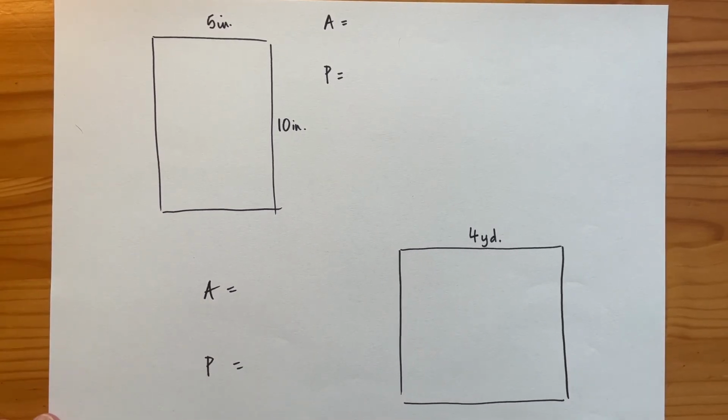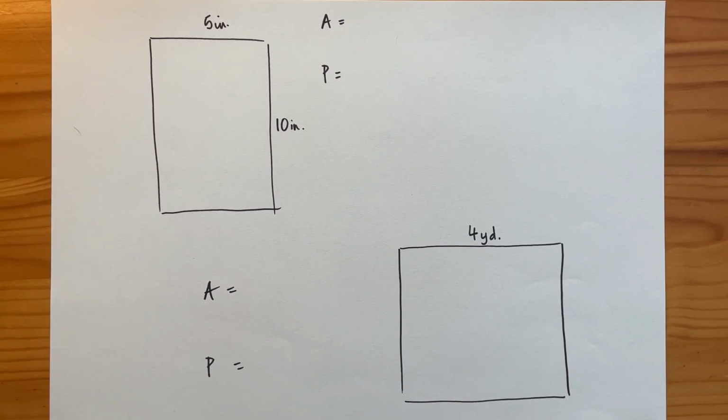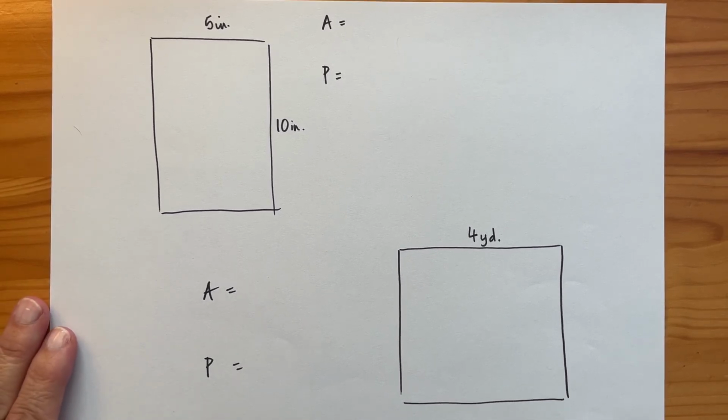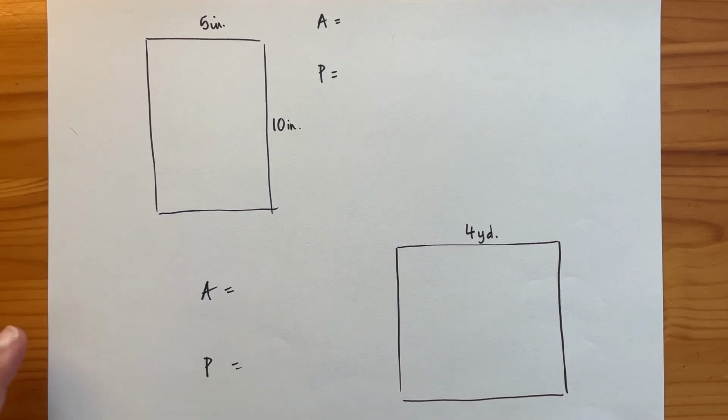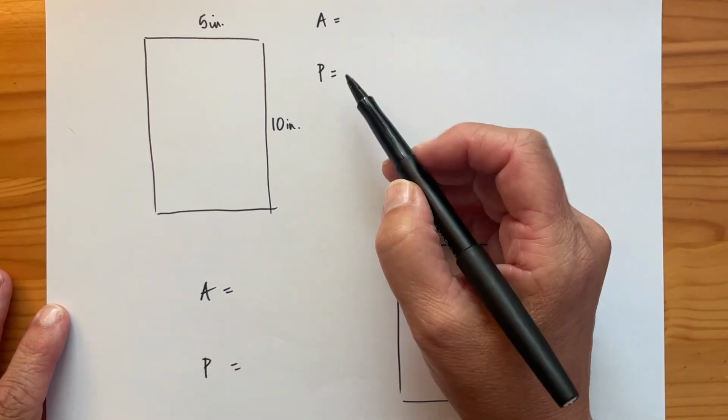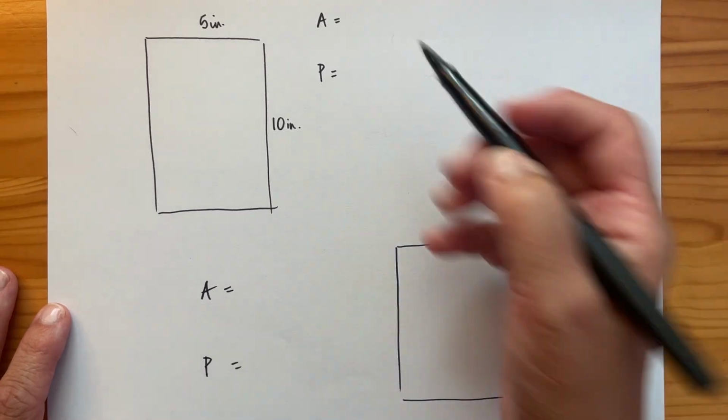As promised, this is part 2 of this lesson on perimeter and area. And let's put into practice what we just talked about with our formulas. So we're going to start with perimeter, because that's what we talked about earlier.